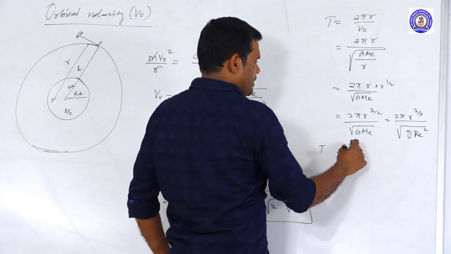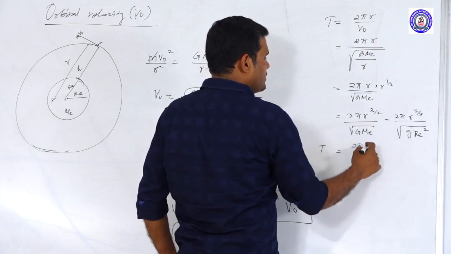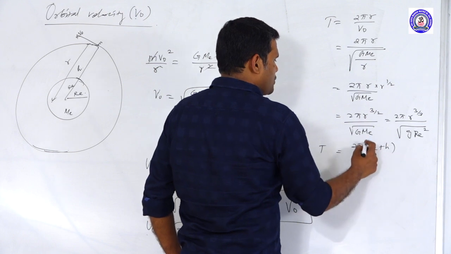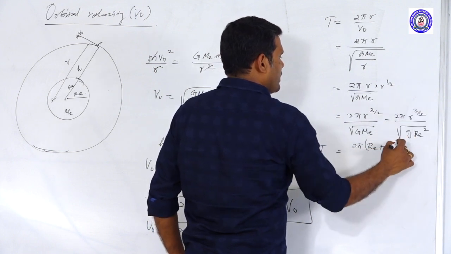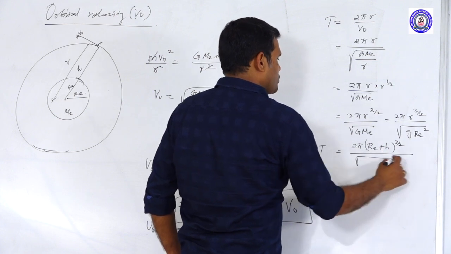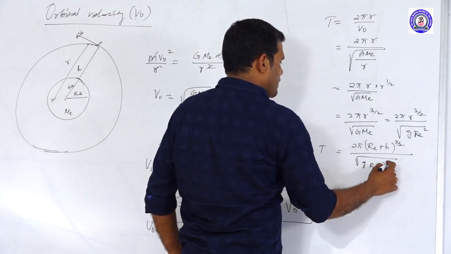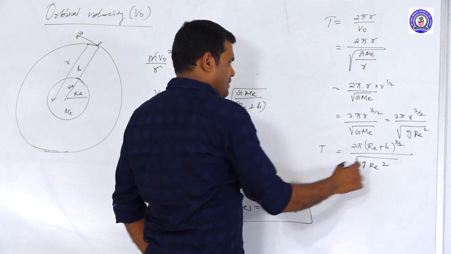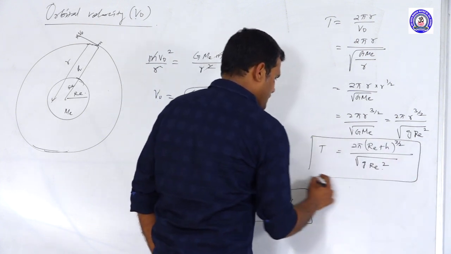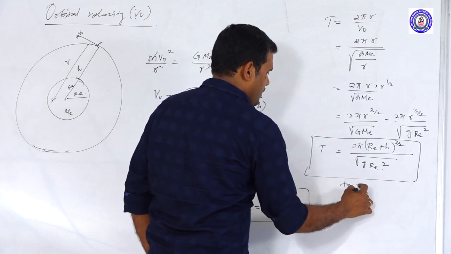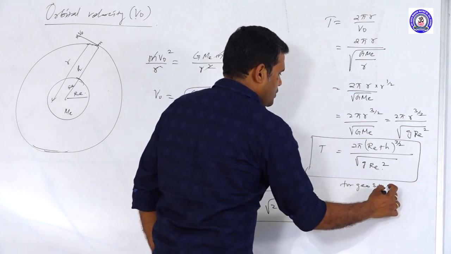Time period can also be expressed as 2 pi into r, that is Re plus h, the whole power 3 by 2, divided by square root of g Re square. This is the expression to calculate the time period of a geostationary satellite.